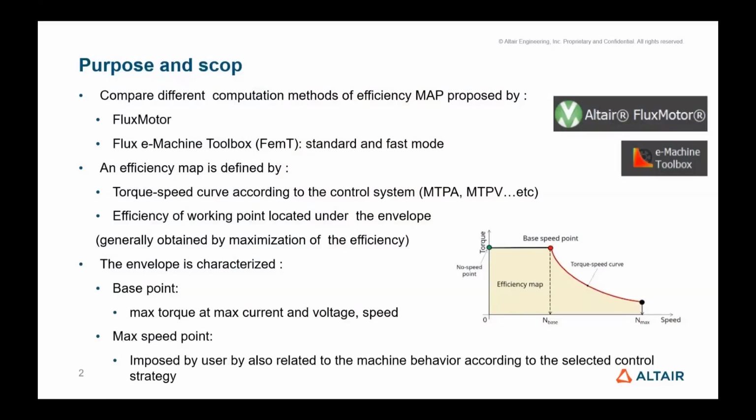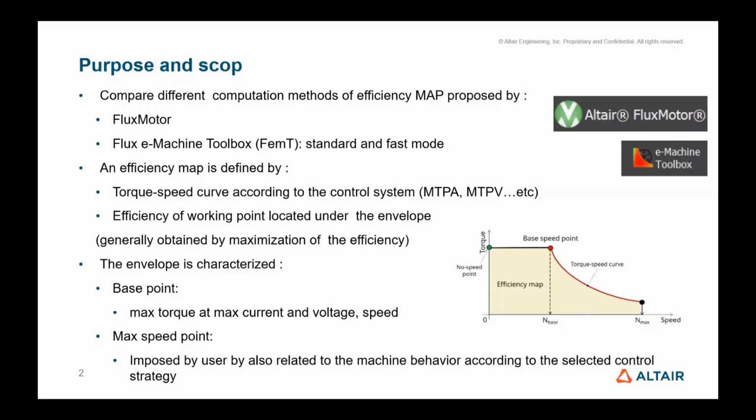What we mean by the efficiency map, as you can see from this picture, is the curve of torque as a function of the speed for different possibilities for the control. You have two modes of the control, MTPA or MTPV, max torque per ampere or max torque per voltage. All the working points, or the efficiency of the working points, are located in this envelope.